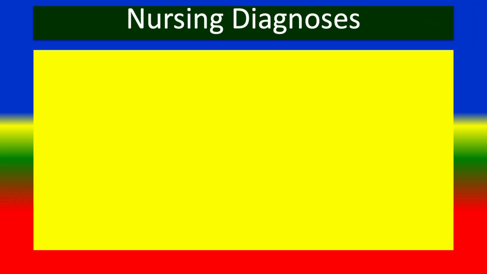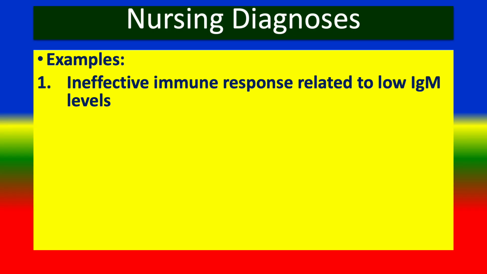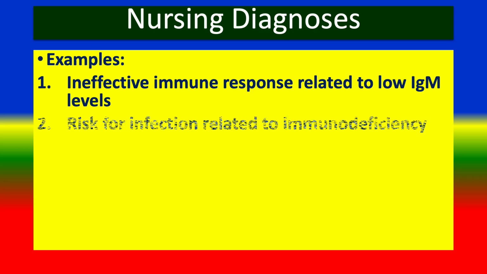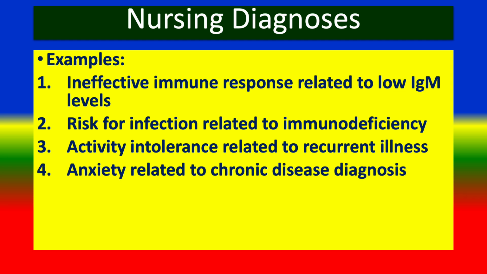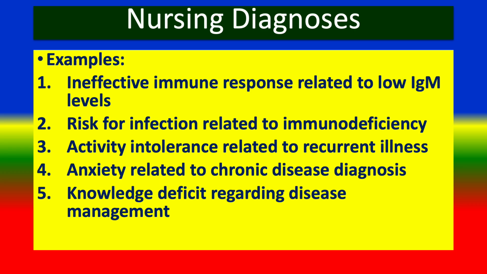Nursing diagnosis: 1. Ineffective immune response related to low IgM levels. 2. Risk for infection related to immunodeficiency. 3. Activity intolerance related to recurrent illness. 4. Anxiety related to chronic disease diagnosis. 5. Knowledge deficit regarding disease management.